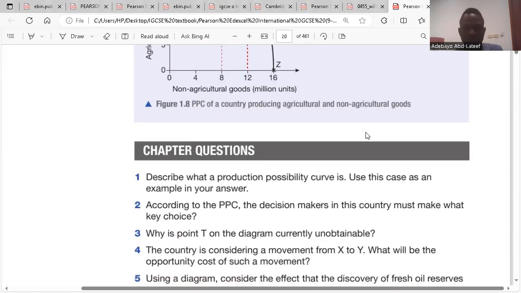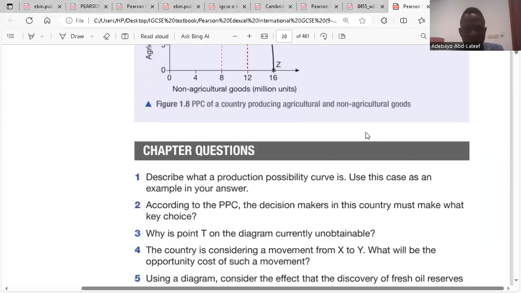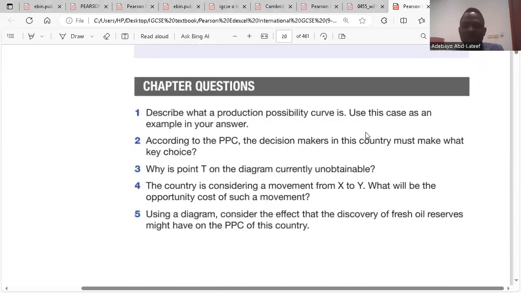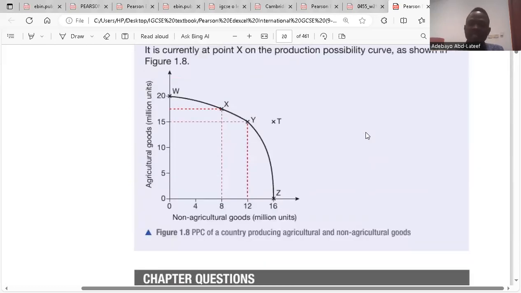Question 2. According to the PPC, the decision makers in this country must make what key choice? The choice they have to make is either to produce agricultural goods or non-agricultural goods. That's the choice they have to make. I think it's clear. Question 3. Why is point T on the diagram currently unobtainable? Point T on this diagram is unobtainable because the country does not have resources to be able to produce at that point. Is it clear? Yes.